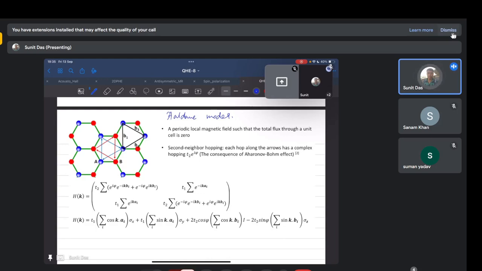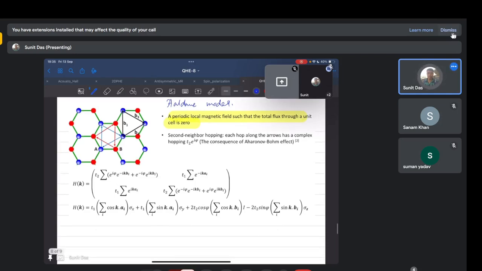And what Haldane did is that he took the graphene system itself, but he assumed that we have a periodic local magnetic field. Okay, so this is important. Periodic local magnetic field such that the total flux through a unit cell is 0. So this was actually a theoretical construct.